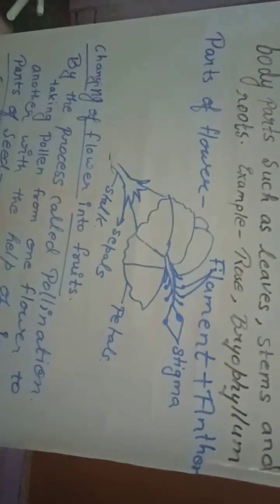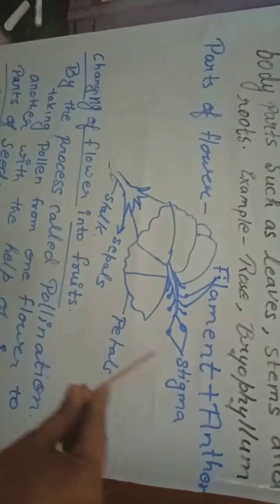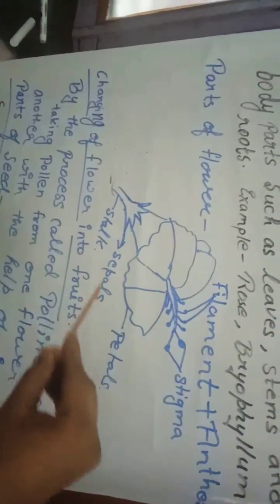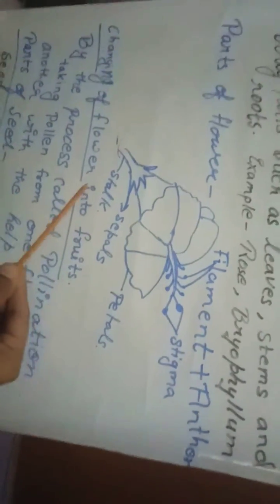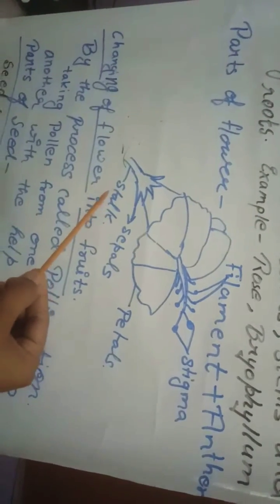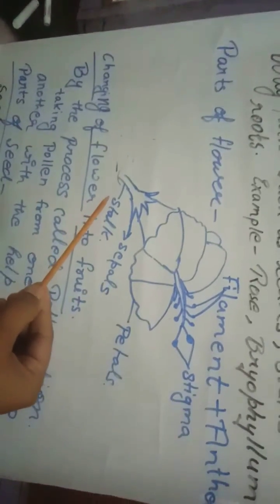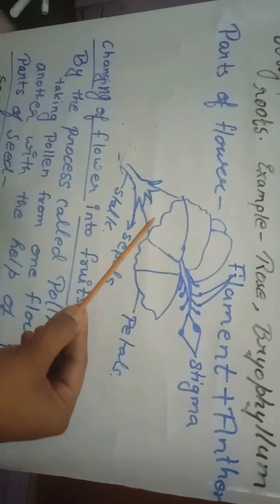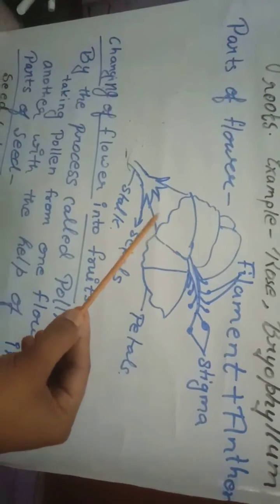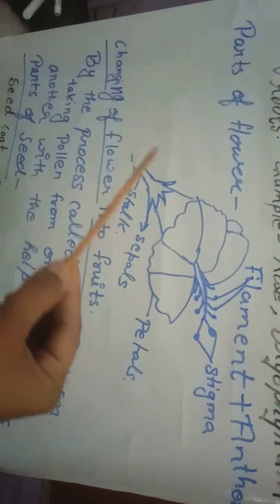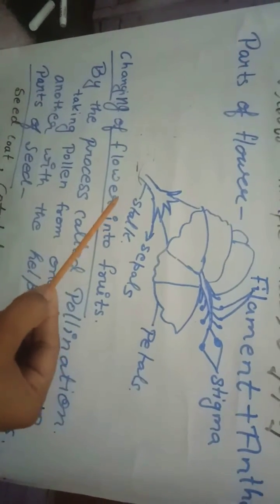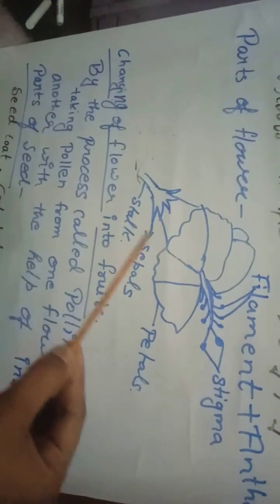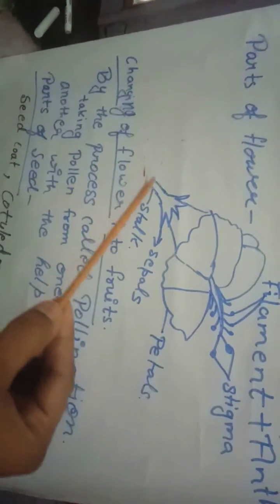Then we move to the next topic, that is the parts of flower we have studied. Here I have drawn a flower, that is a hibiscus flower. Here I have marked some parts for you. First is stalk. A stalk is a green colored part that joins the bud, bud means kali, and the stem together. Stalk is the part of the flower that joins bud and stem together.